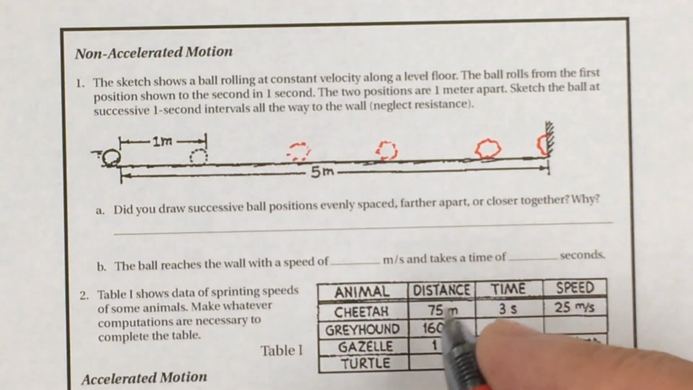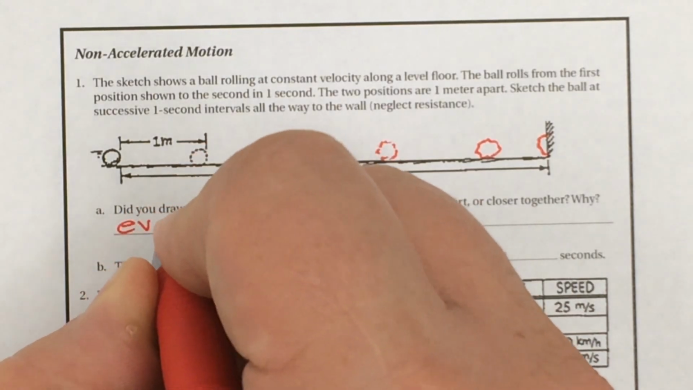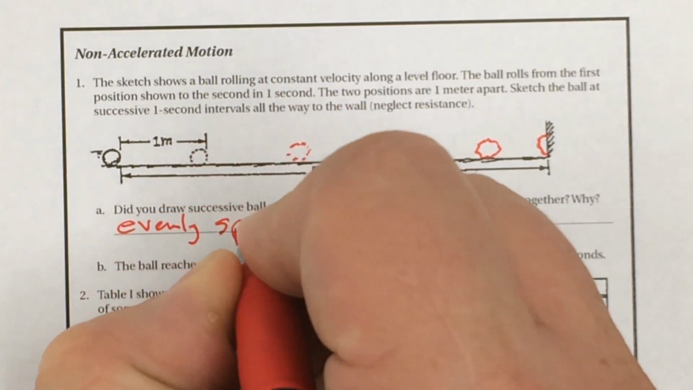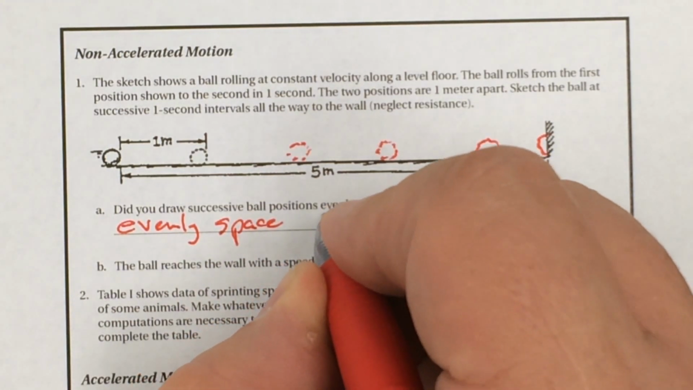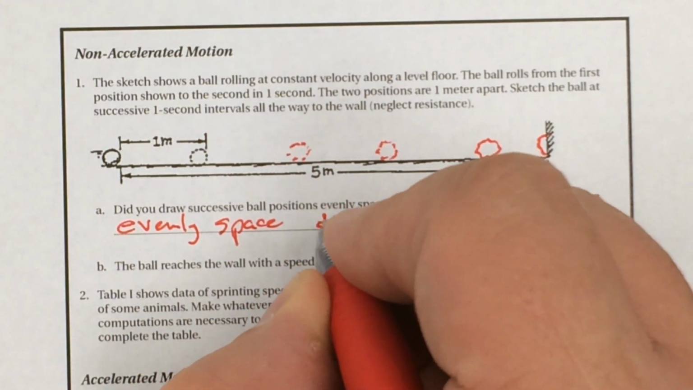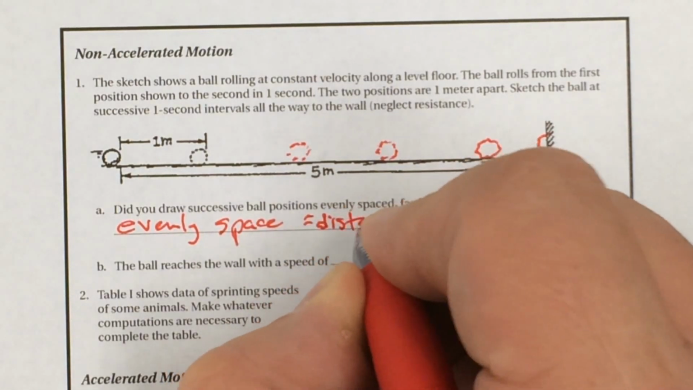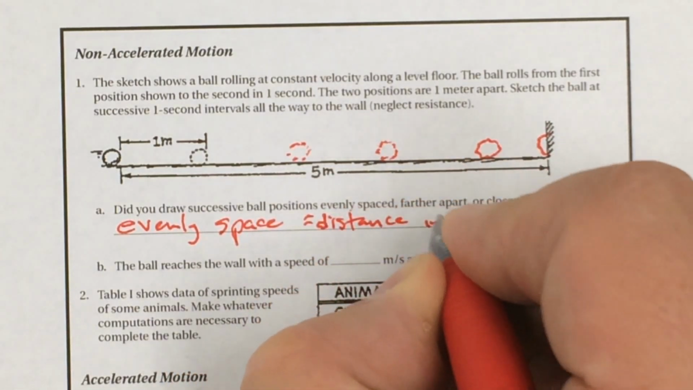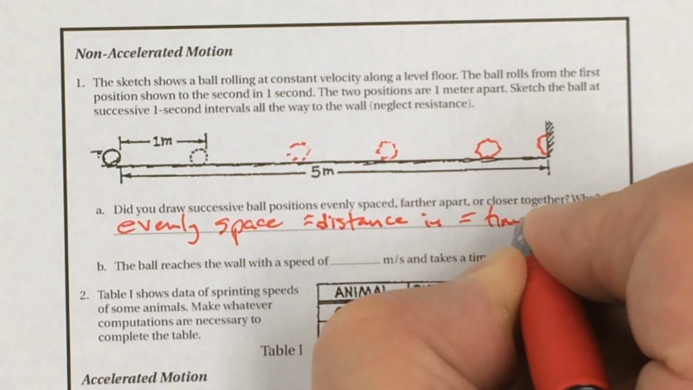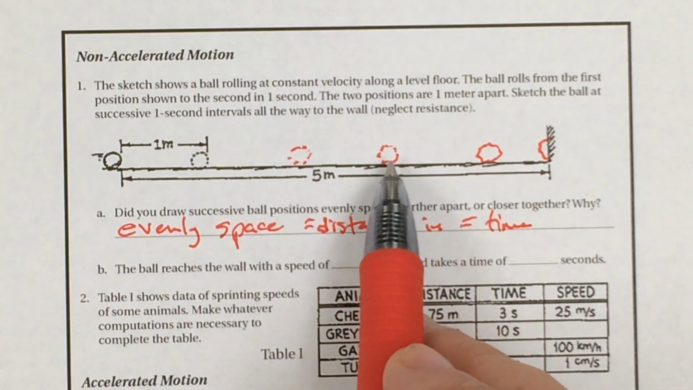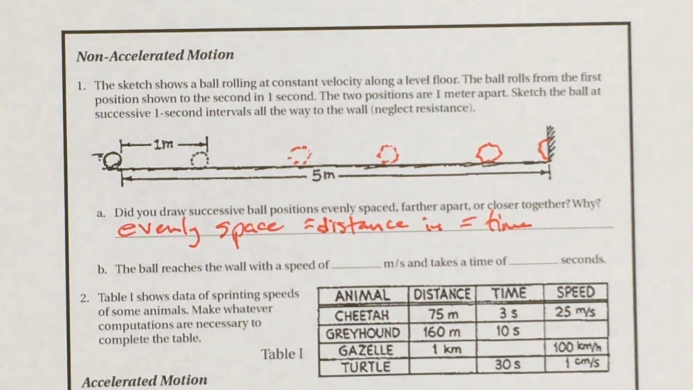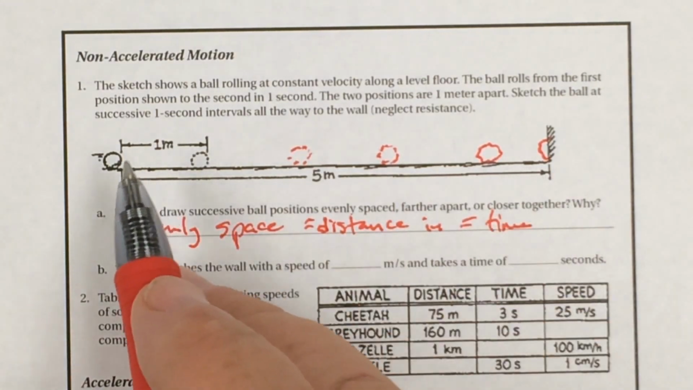So I would just say evenly spaced. Equal distance in equal time. In the same 1 second it's going to cover 1 meter, and the next second it's going to cover 1 meter, etc. The ball reaches the wall with a speed of, so what is its speed?